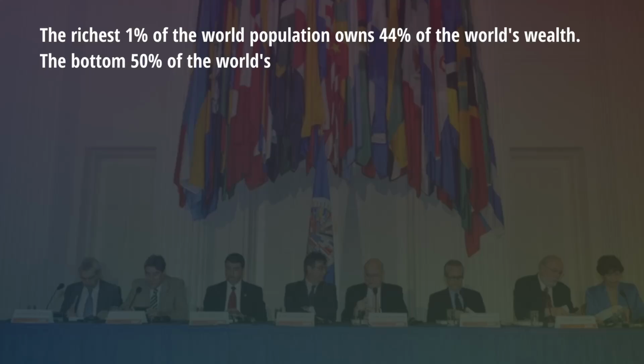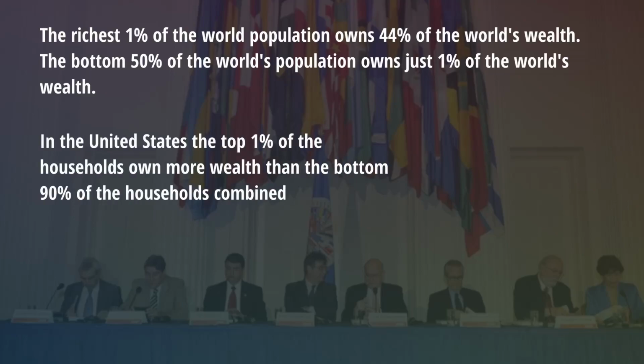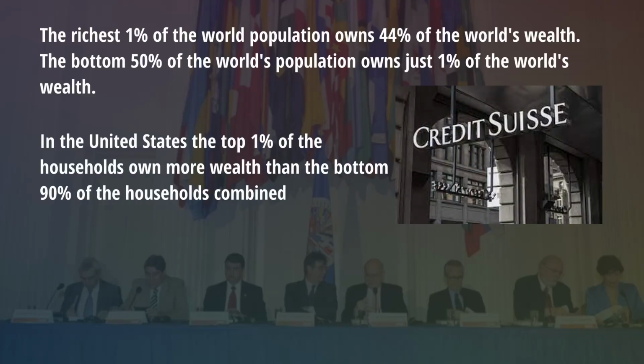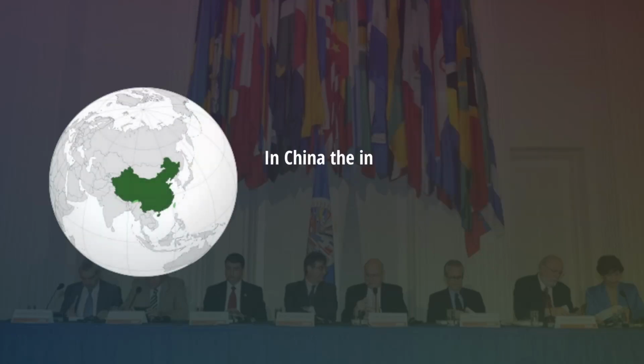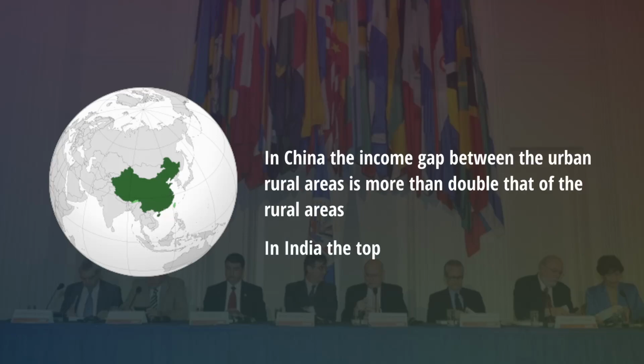We also find that the richest 1% of the world population owns 44% of the world's wealth, while the bottom 50% of the world's population owns just 1% of the world's wealth. This is the report from the Credit Suisse Global Wealth Report 2021. In China, the income gap between the urban and the rural areas remains significant, with the average income in urban areas more than double that of the rural areas. This is as per the World Bank 2022.